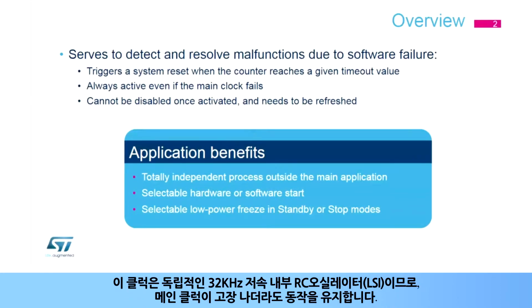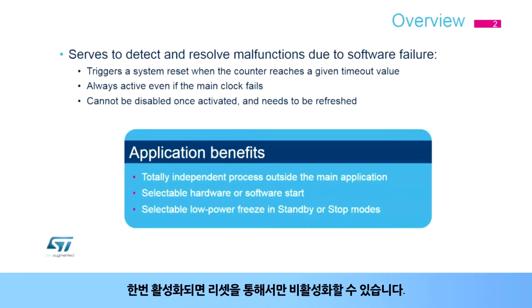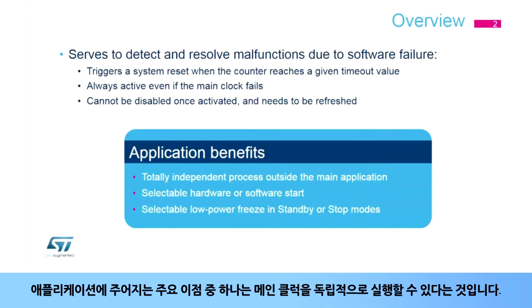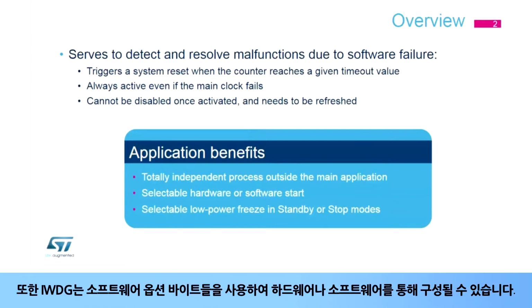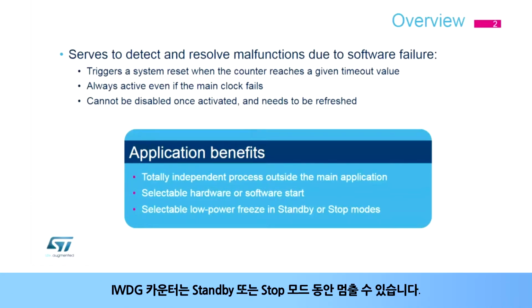Since its clock is an independent 32 kHz low-speed internal RC oscillator, or LSI, it remains active even if the main clock fails. Once enabled, it can only be disabled by a reset. One of the main benefits for applications is its ability to run independently from the main clock. Also, the IWDG can be configured through hardware or software using option bytes. And the IWDG counter can be frozen during standby or stop mode.